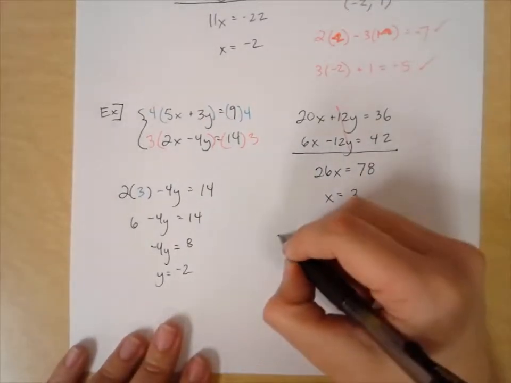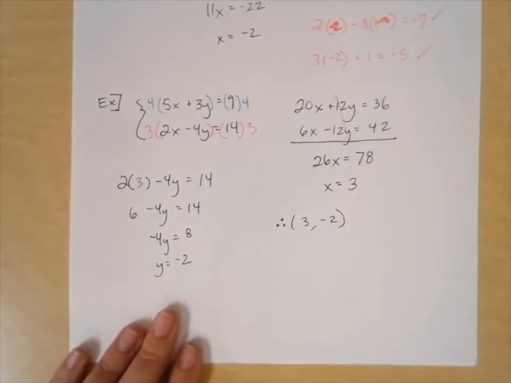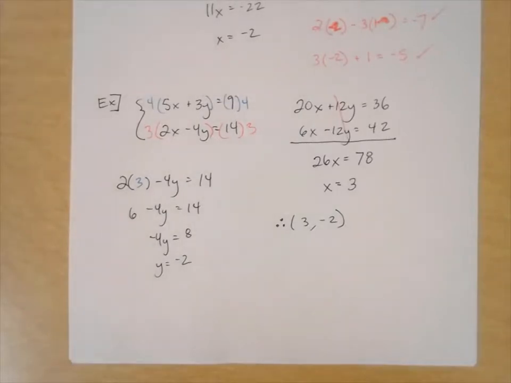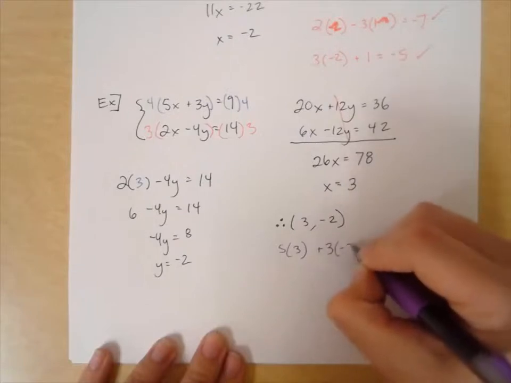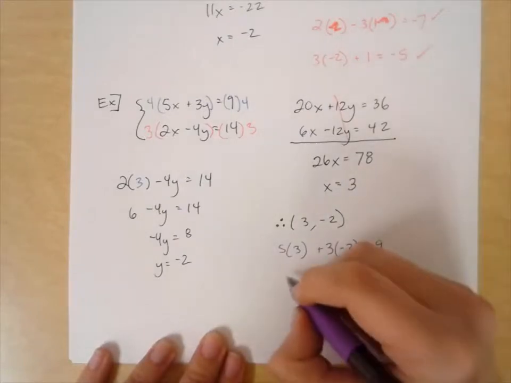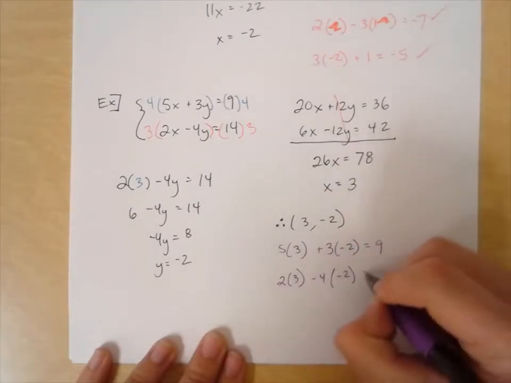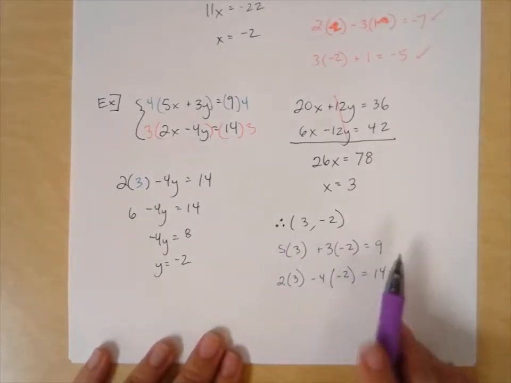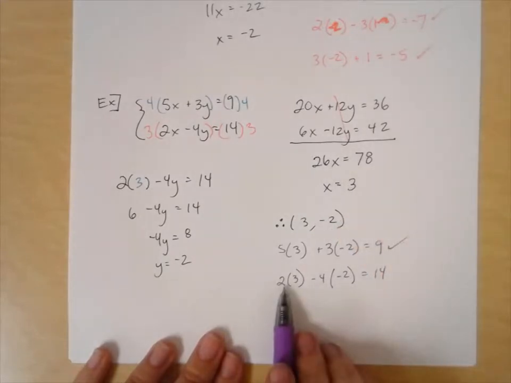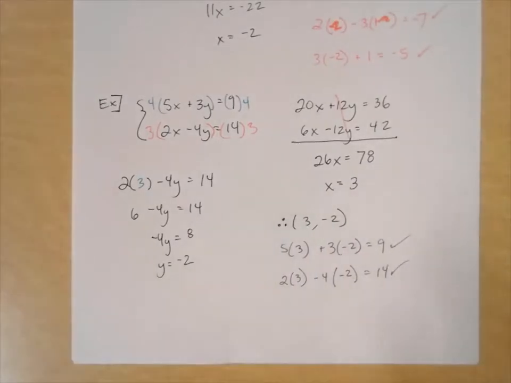So my solution should be 3, negative 2. When I double check those, just to be sure, however, I should get the following things. 5 times 3 plus 3 times negative 2 equals 9. And 2 times 3 minus 4 times negative 2 equals 14. If I do some mental math here, I get 15 minus 6 equals 9. That's true. And here I get 6 plus 8. 6 plus 8 is in fact 14. That's also true. Okay.